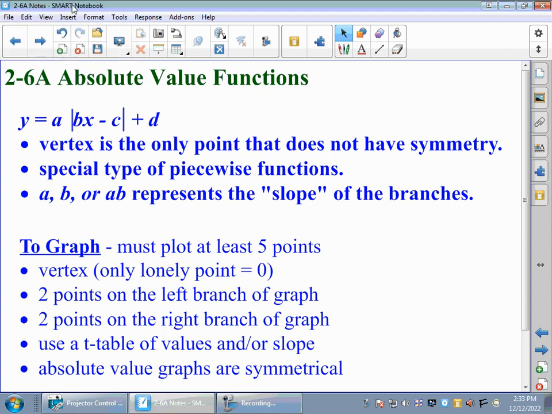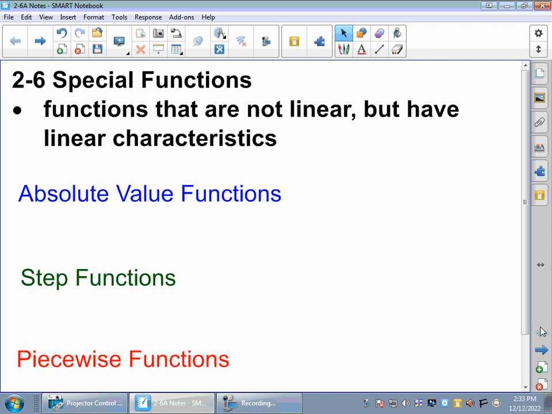These are your 26A absolute value function notes. We are going to actually embark on 3 special types of functions. You don't have to write this part down. But these are functions that are not linear but have linear characteristics. So that's why they fall in section 2.6. They have a lot of the same characteristics of a line.